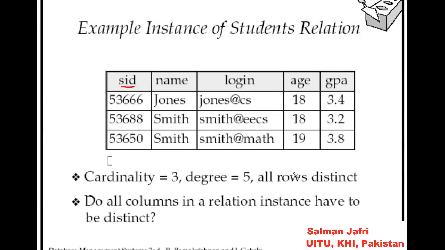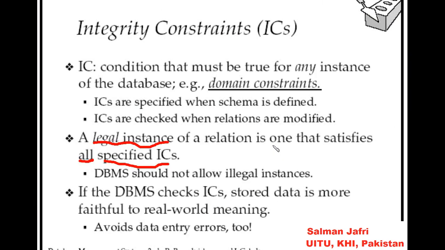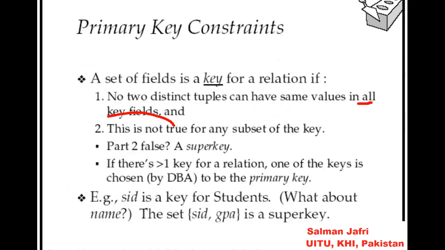Over here we see the extent of the data. You might argue that the GPA might repeat, but in this condition, with this amount of data, the GPA is not repeating. Similarly, SID is also not repeating. So indeed, for this relation with this data, the combination of SID and GPA is a super key. If there is more than one key for a relation, one of the keys is chosen by the DBA to be the primary key.